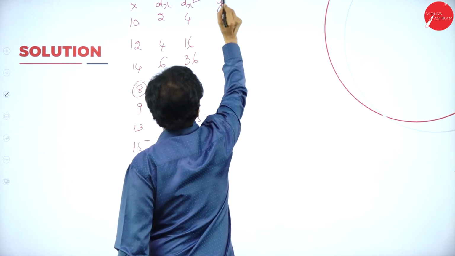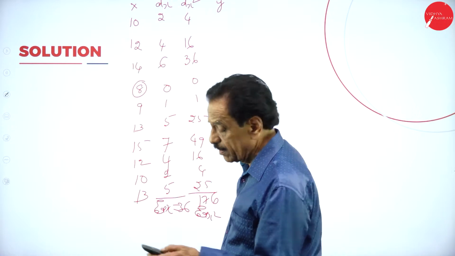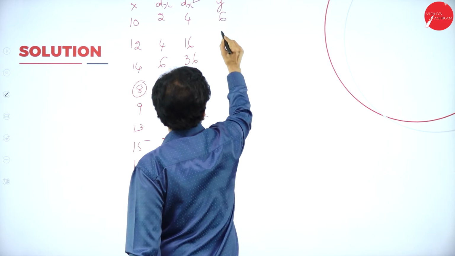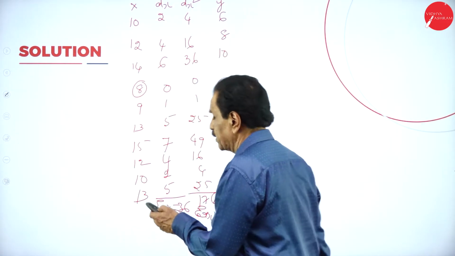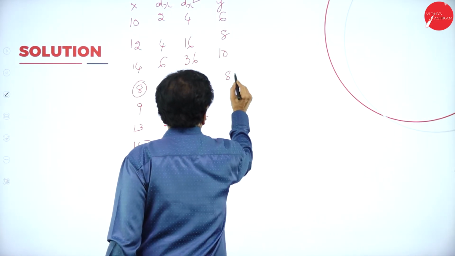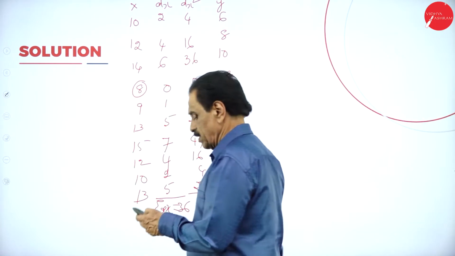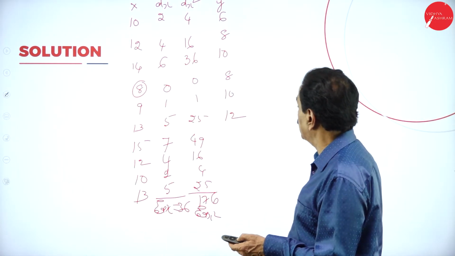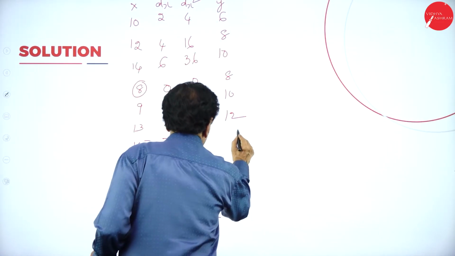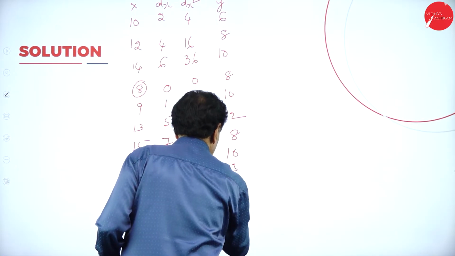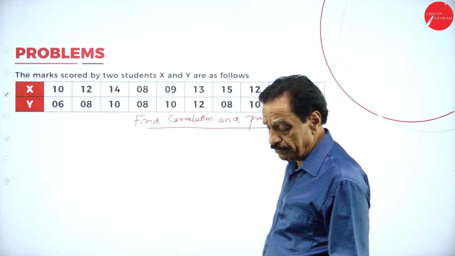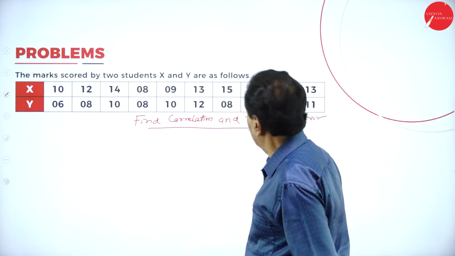Now go with y. 6, 8, 10, 12, 13, 11. We'll move on.